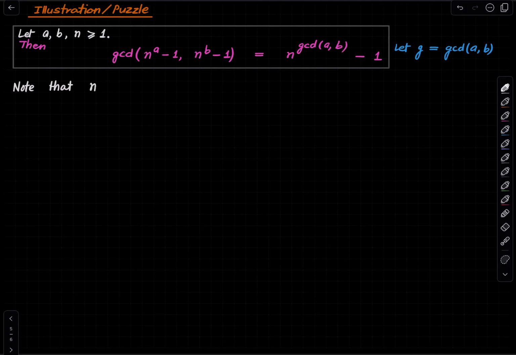Note that this thing divides both these numbers. Now, why is that? Well, it's very simple.